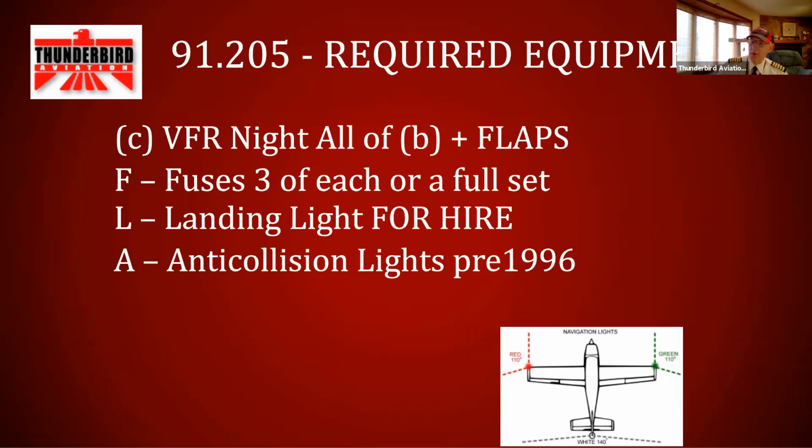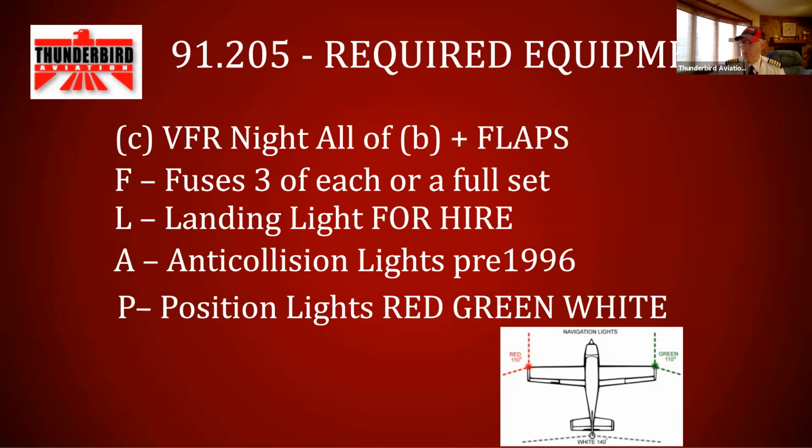And anti-collision lights, again, this is a repeat from earlier in the A of AF tomato flames, because now for the airplanes that were certificated before 1996, you only need anti-collision lights to fly in the dark. The P is for position lights. The position lights are the red, green, and white lights on this thing.